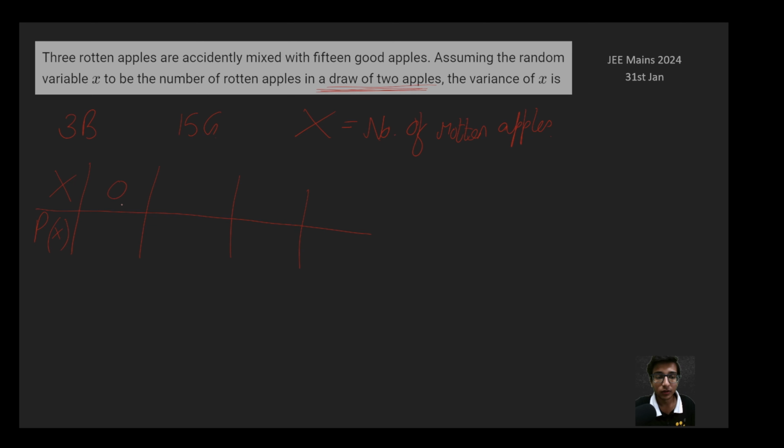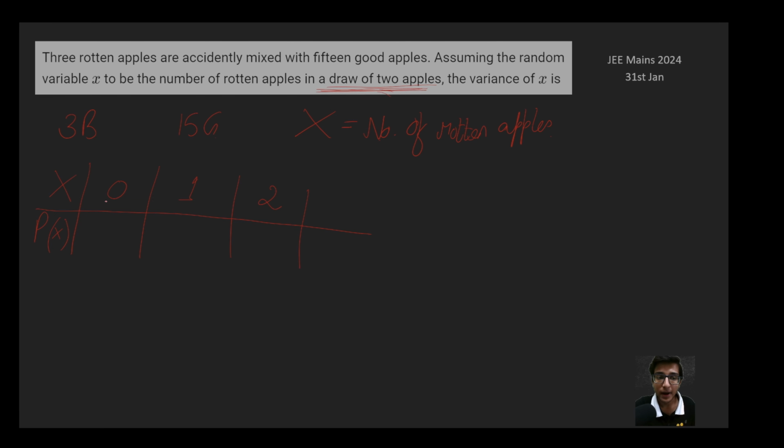So x can be 0. In a draw of 2 apples, I can have 0 bad apples, I can have 1 bad apple, or I can have 2 bad apples. So there are only 3 cases possible in this entire situation. They haven't told us anything about whether what we are drawing is a bad apple or a good apple. So since there are only 3 cases, we can take all these 3.